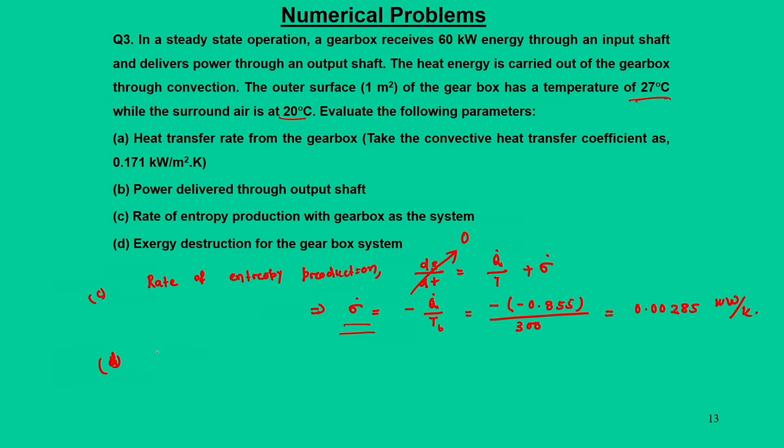Now, once we know this entropy production, we can easily find out the term exergy destruction. This exergy destruction rate, we can say E dot is equal to sigma dot into T0. Here T0 is nothing but your surrounding temperature. So, sigma dot we know, 0.002585, and T0 is 273 plus 20. By putting this number, we approximately get 0.84 kilowatt. So, this is the exergy destruction for the gearbox.